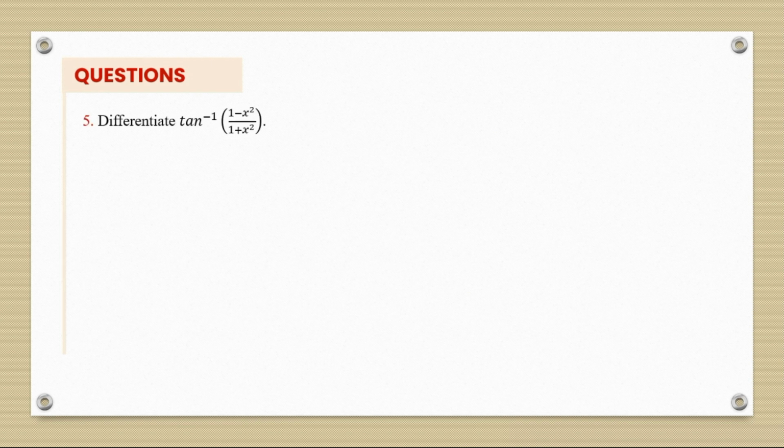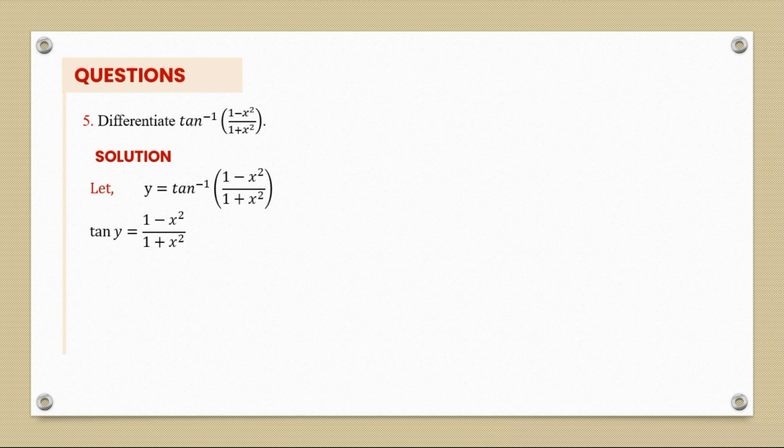Alright, so now how about if we are asked to differentiate tan inverse of (1 minus x squared) over (1 plus x squared)? Again, we're going to let y be equal to tan inverse of that. So tan y shall be equal to (1 minus x squared) over (1 plus x squared). When differentiating, we're going to apply the quotient rule on the right hand side.